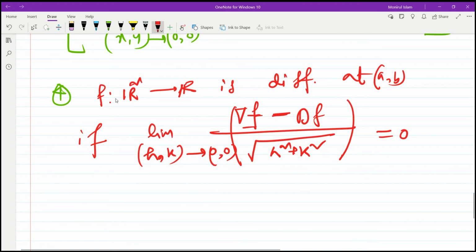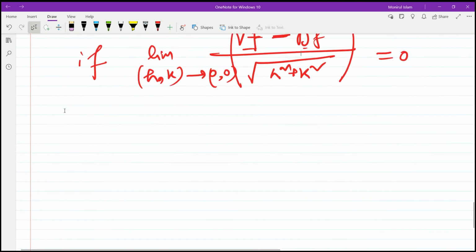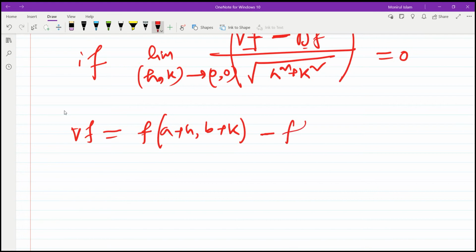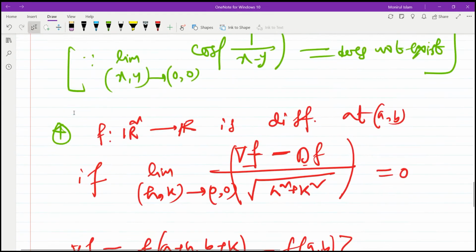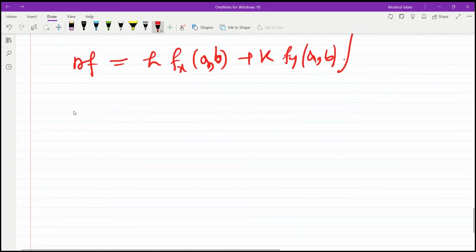Okay, and what are del f and df? Del f is the increment of f, meaning f(a plus h, b plus k) minus f(a, b). This is the increment, and df is nothing but h f_x(a, b) plus k f_y(a, b). So in our case (a, b) will be (0, 0). So what you have to evaluate is this limit.